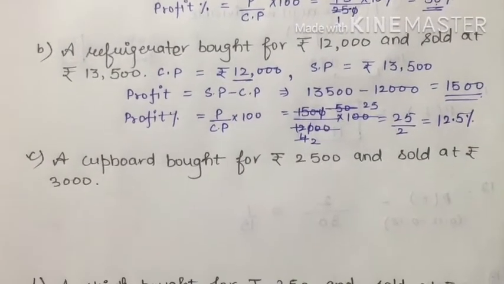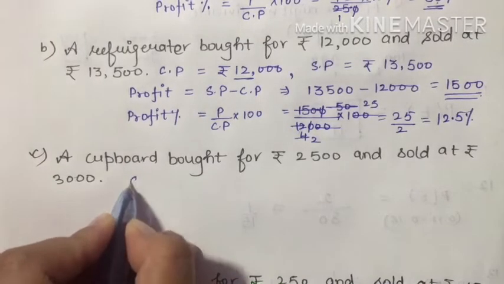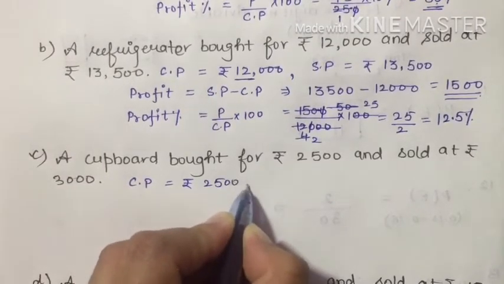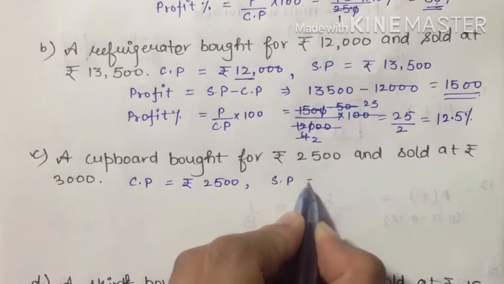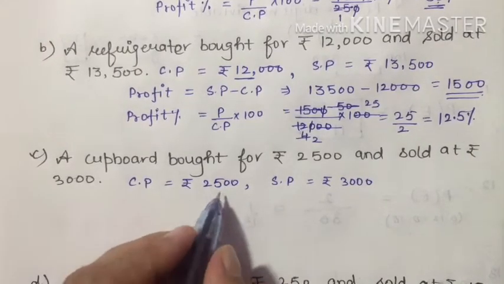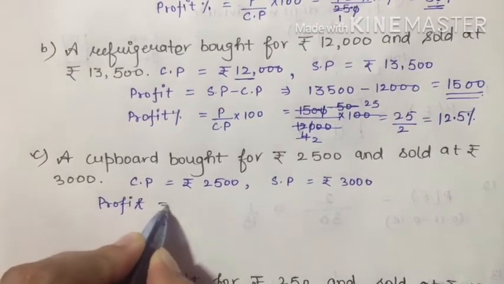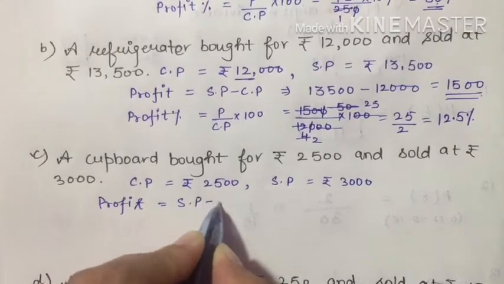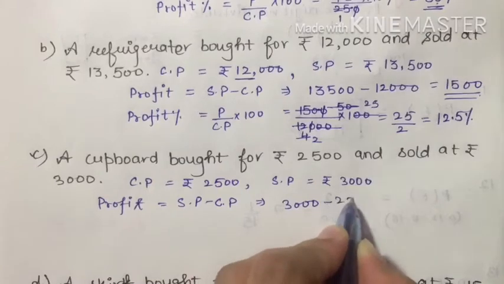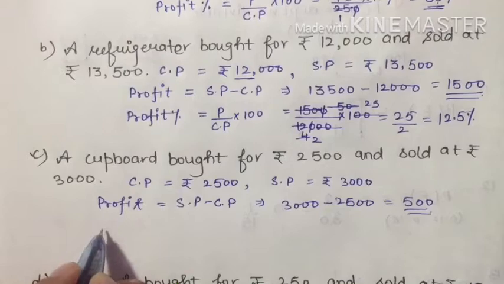Now let us go for the C part. A cupboard bought for rupees 2,500. CP of cupboard is rupees 2,500, and SP of cupboard is rupees 3,000. Again, if I compare, my CP is less and my SP is more, so I am getting profit. Profit is SP minus CP, that means 3,000 minus 2,500. The remainder is rupees 500, which is my profit.